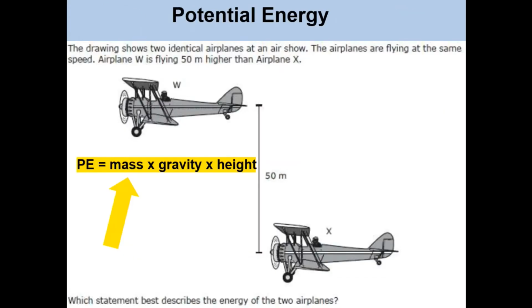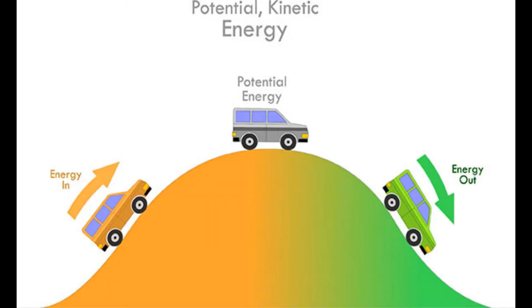Let's start with potential energy. It's driven by the height of an object above the Earth. And you can see here the formula for it is potential energy equals the mass times the gravity times the height. You take two airplanes here. Let's assume they have the same mass and gravity. One is 50 meters higher than the other. Let's say if plane X is at 50 meters, then plane W would be at 100 meters. Because 100 is twice as great as 50, then the potential energy would be twice as great. And you'll see that in the formula.